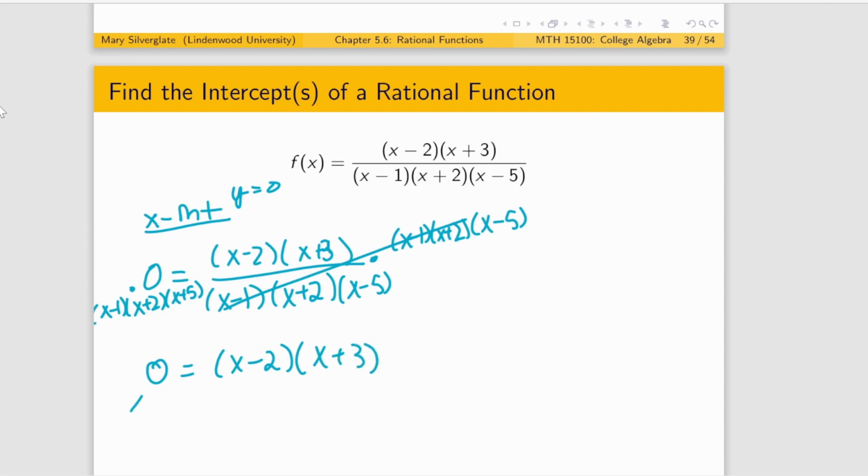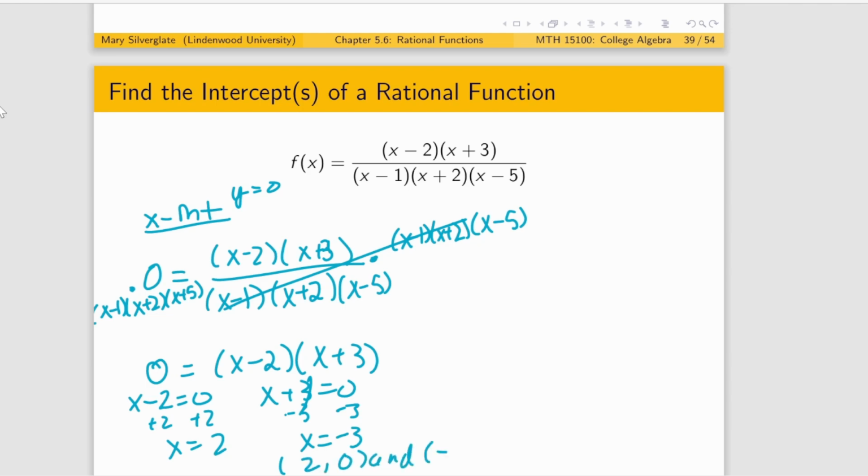Now I set up my two mini equations, so either x minus 2 is 0 or x plus 3 is 0. Add 2, subtract 3. So x could be 2, or x could be negative 3. So it's at (2, 0) and (negative 3, 0) that are our two x-intercepts.